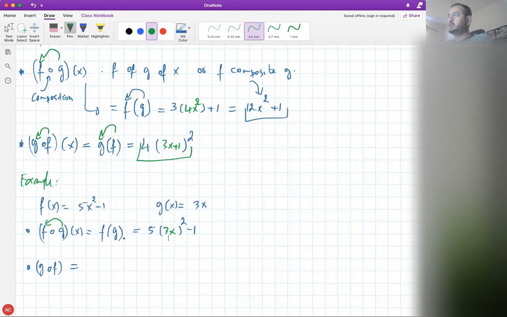Once you have it again, you can evaluate it, you can graph it, you can do whatever you want with it. So that's F of G of X.